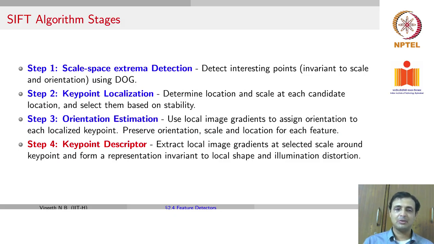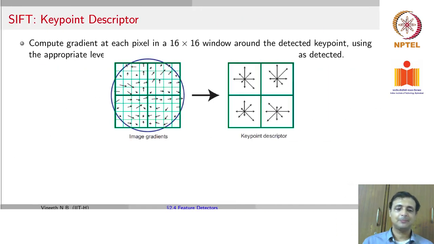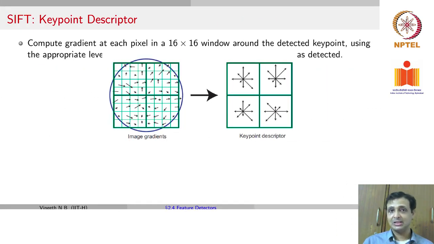Now we go to the last step, which is about finding a way to describe that key point. So far, we have found the key point, the scale at which the key point exists, and an orientation for the key point. Now the question is, how do we describe the key point? To do this, we are once again going to use the gradient information in the local neighborhood around the key point. So we take a 16 cross 16 window around the detected key point.